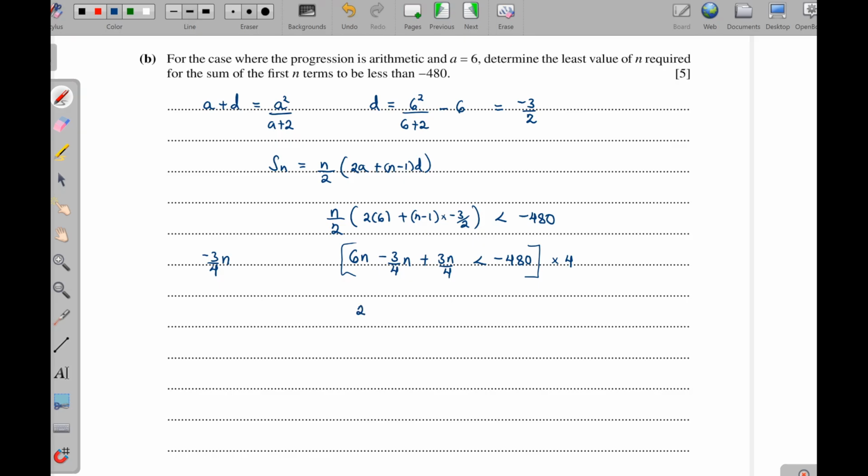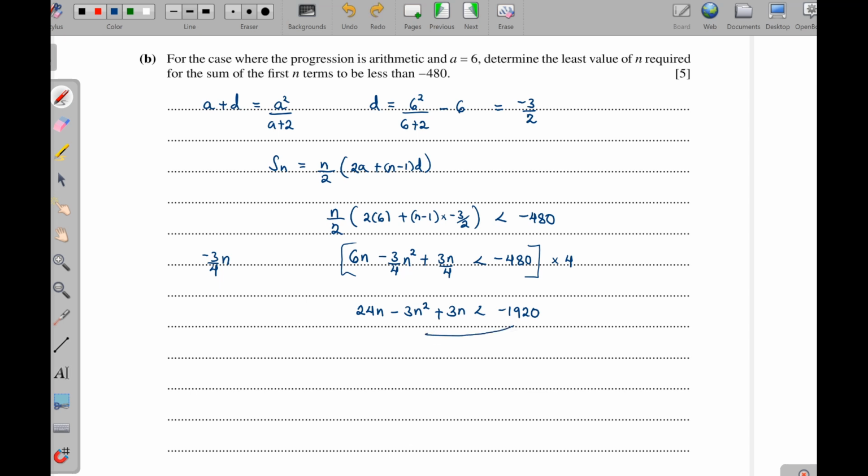So this will be 24n, then minus 3n squared, then plus 3n, then is less than this one here times 4, that is negative 1920, then 0. So I can take this to this side.